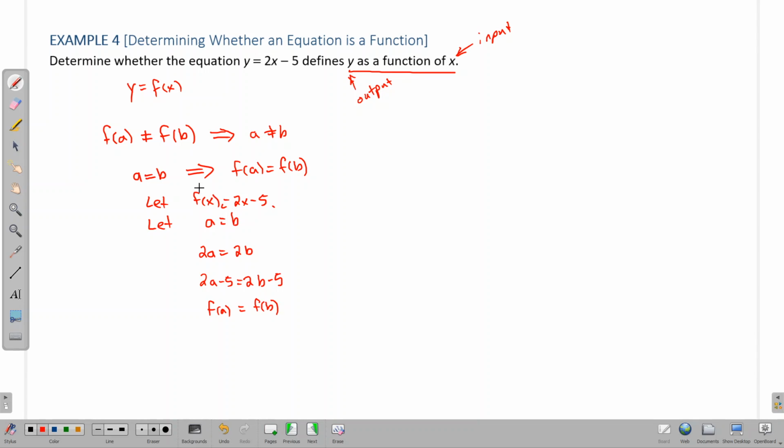So we started with the hypothesis, we assumed this, and we proved that indeed f of a has to equal f of b. So therefore, y equals 2x minus 5 defines y as a function of x. Okay, it's kind of not a very satisfying answer. We're going to have a different way of looking at whether this defines a function, but this would be the strict way using just the definition.